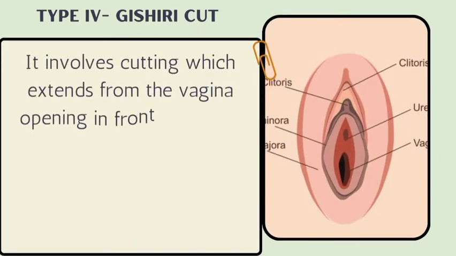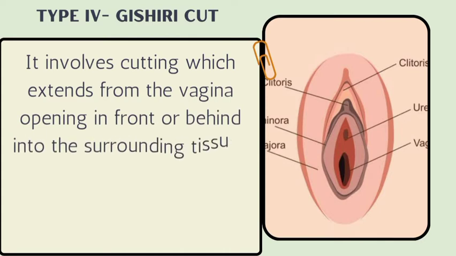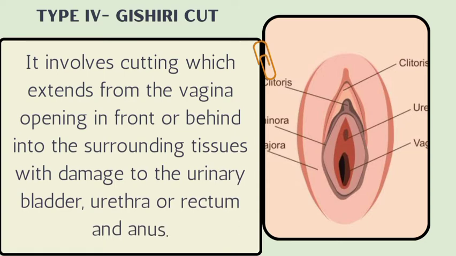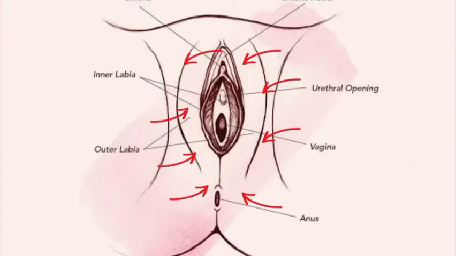Type 4, the Kishiri cut. This involves cutting which extends from the vaginal opening in front or behind into the surrounding tissue, with damage to the urinary bladder, urethra, and rectum. This is particularly common during childbirth.